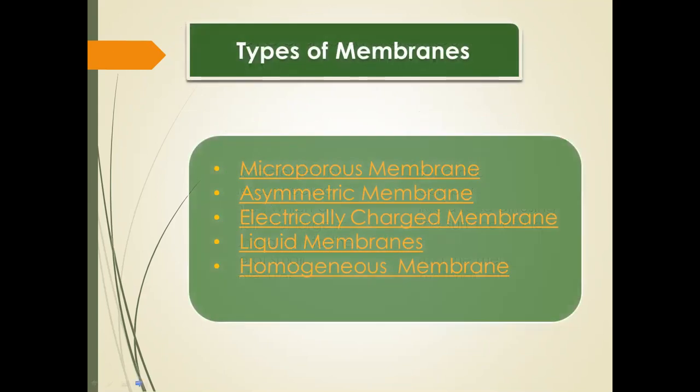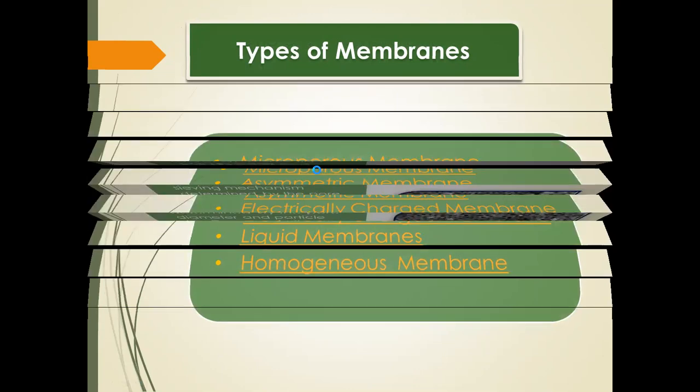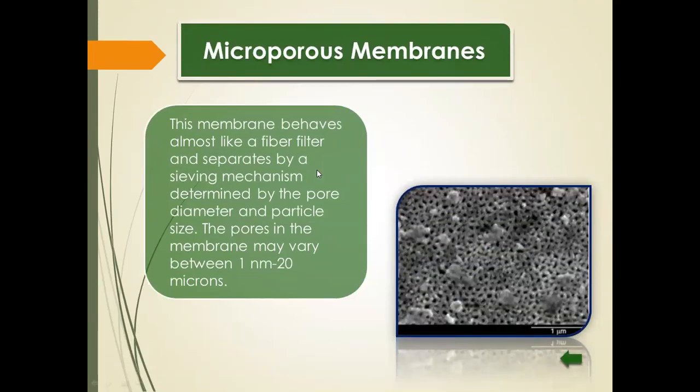So let's look into the types of membranes that are usually being used, categorized as porous or non-porous. We'll go to the microporous membrane. This membrane behaves almost like a fiber filter and separates by a sieving mechanism determined by the pore diameter and particle size. The pores in the membrane may vary between 1 nanometer to 20 microns. So that's your microporous membrane.